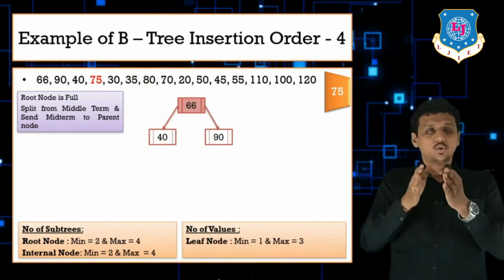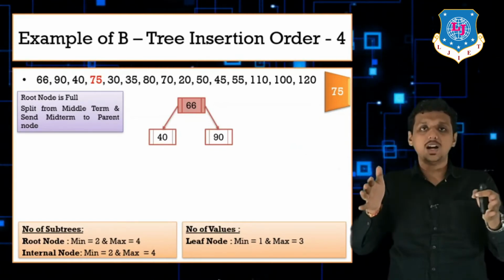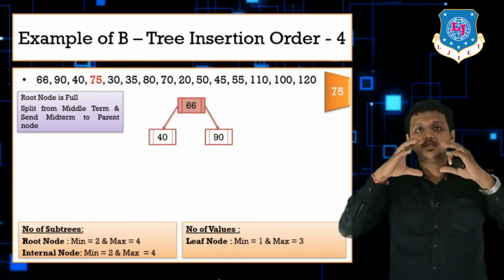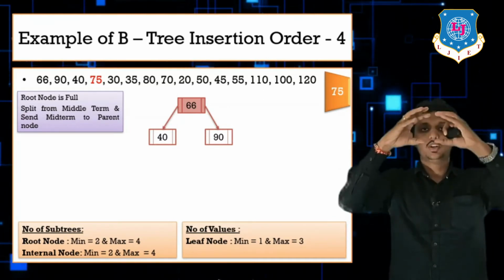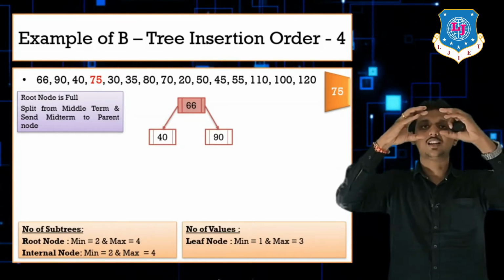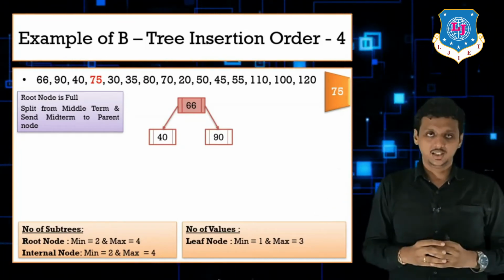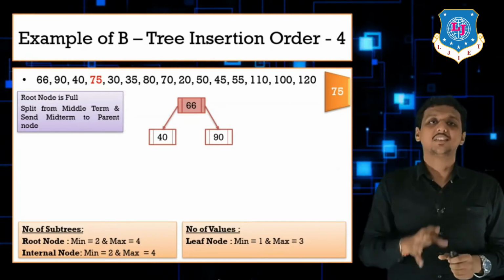What you did is split the node in two parts, so the middle term, 66, goes one level up. Here it is, 66, and these are 40 and 90. Fine. Now just try to insert 75.